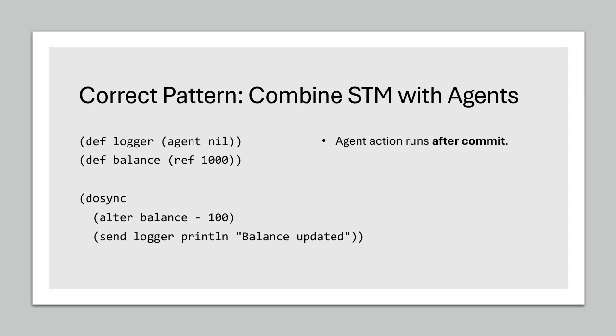Here, we see how to properly combine software transactional memory with agents to handle side effects safely. We define an agent called logger to manage logging actions and a ref called balance to hold the account balance. Inside the dosync transaction, we update the balance by decreasing it by 100 using alter, and then send a message to the logger agent to print "balance updated". The key point is that the agent's action runs only after the transaction commits successfully, ensuring that side effects like logging do not happen inside the transaction itself. This avoids the problem of side effects being executed multiple times if a transaction retries, keeping our state updates consistent and our side effects well managed.